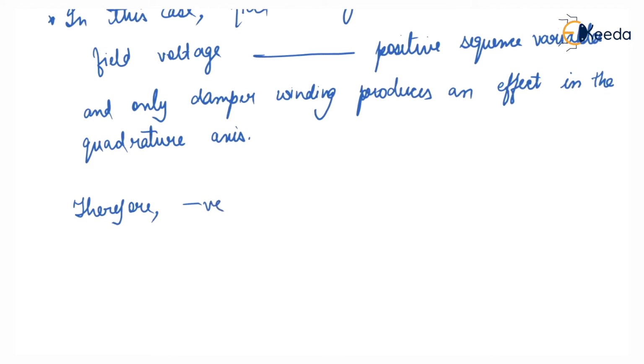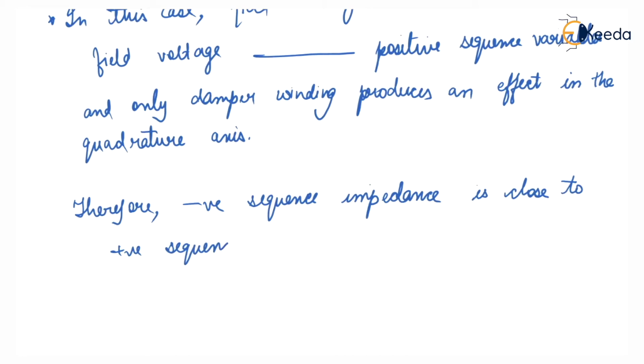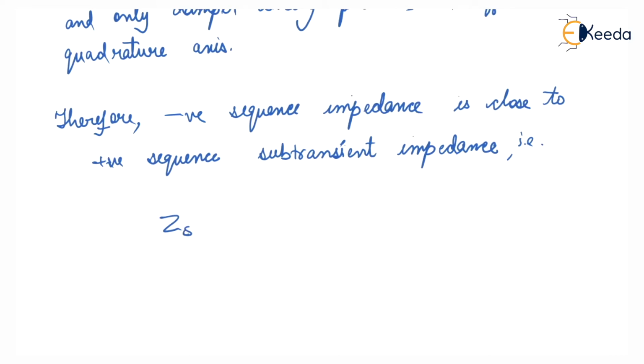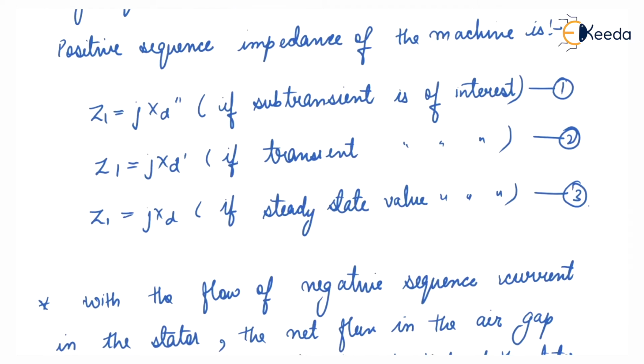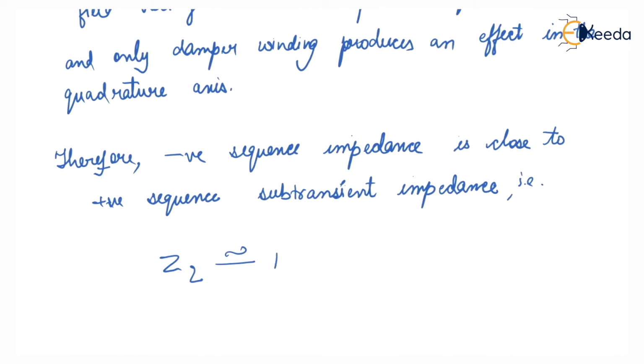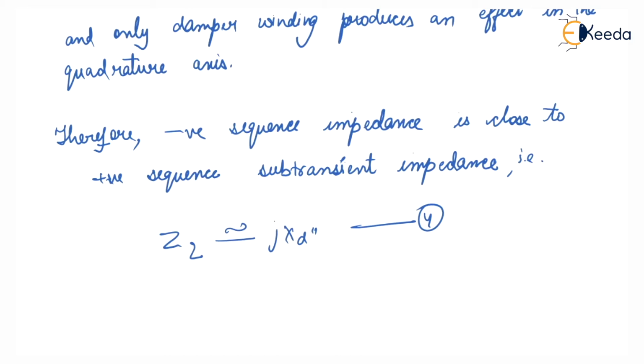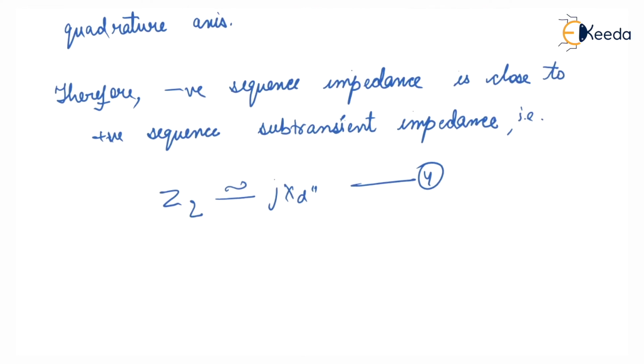Therefore, the negative sequence impedance Z2 is close to the positive sequence subtransient impedance. So the positive sequence subtransient is jXd double dash. This is equation number 4. This means the field winding has no influence because the field voltage is associated with the positive sequence, and only the damper winding produces an effect in the quadrature axis.